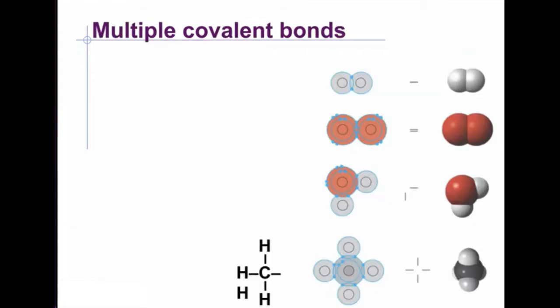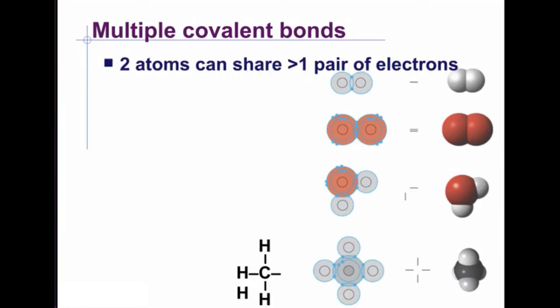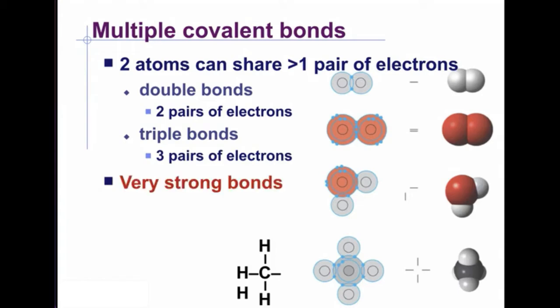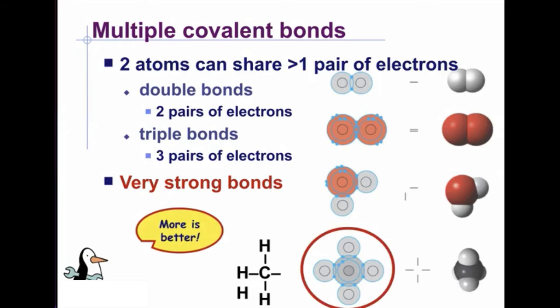Now, there is such a thing as multiple covalent bonds. If two atoms share two pairs of electrons, you call that a double bond. Now, if it is a triple bond, there are three pairs of electrons shared. Normally these types of bonds are very, very strong, which is why the more the better. Okay, so we have double bonds and triple bonds.